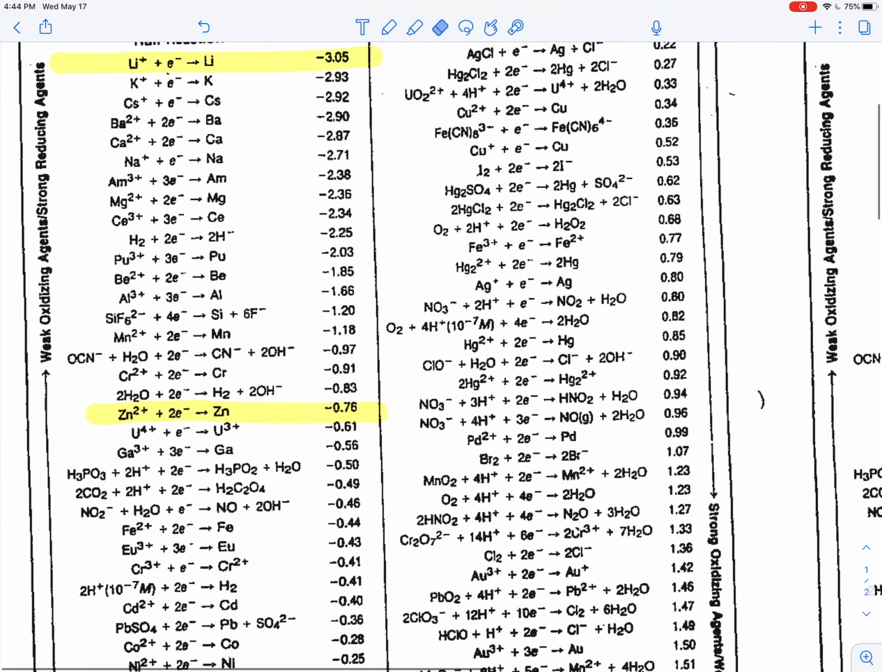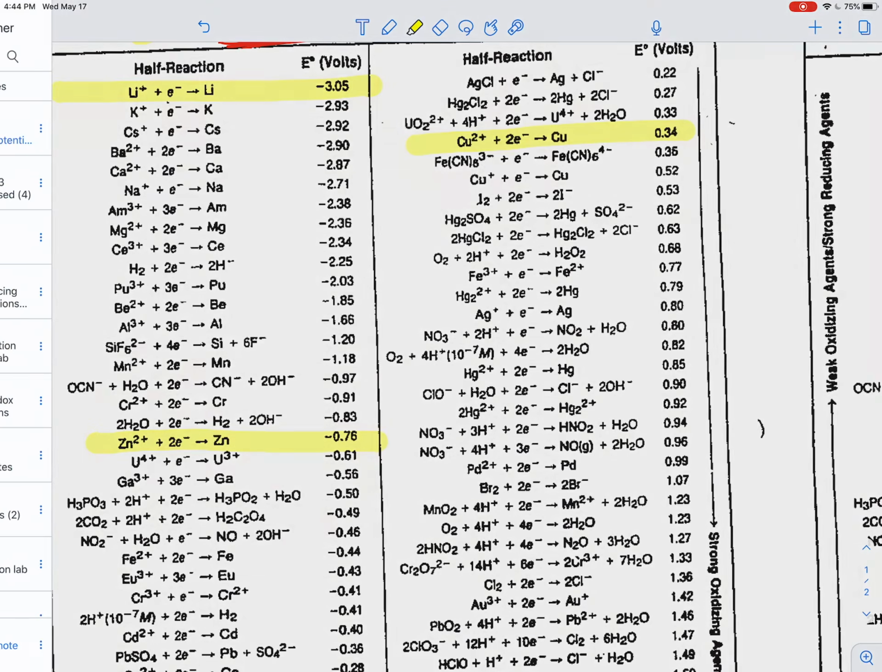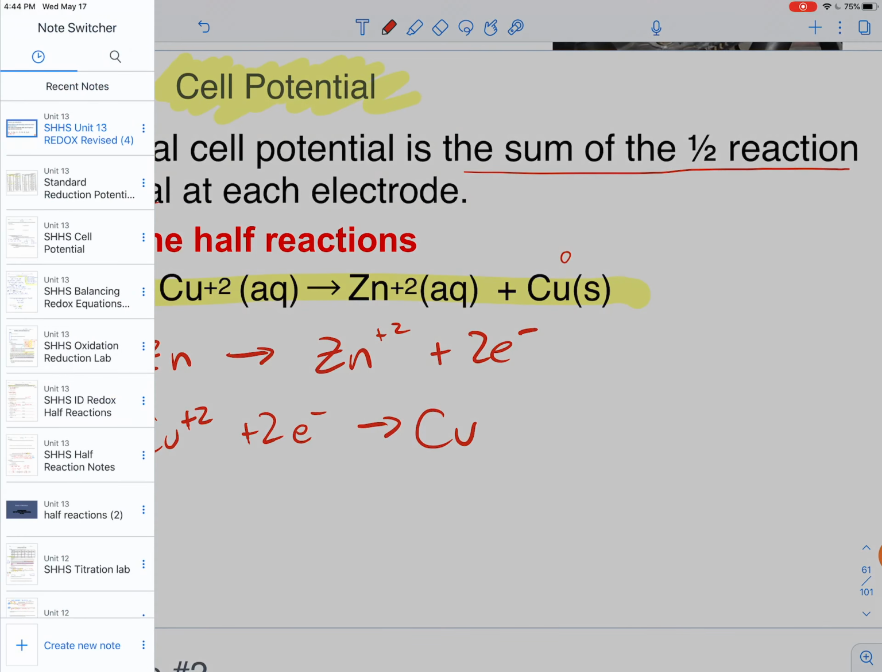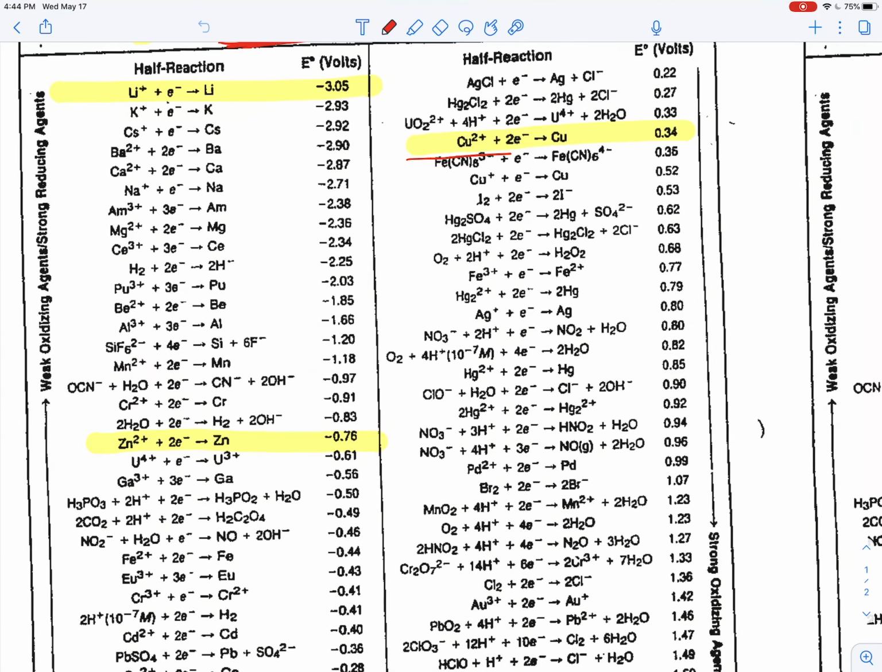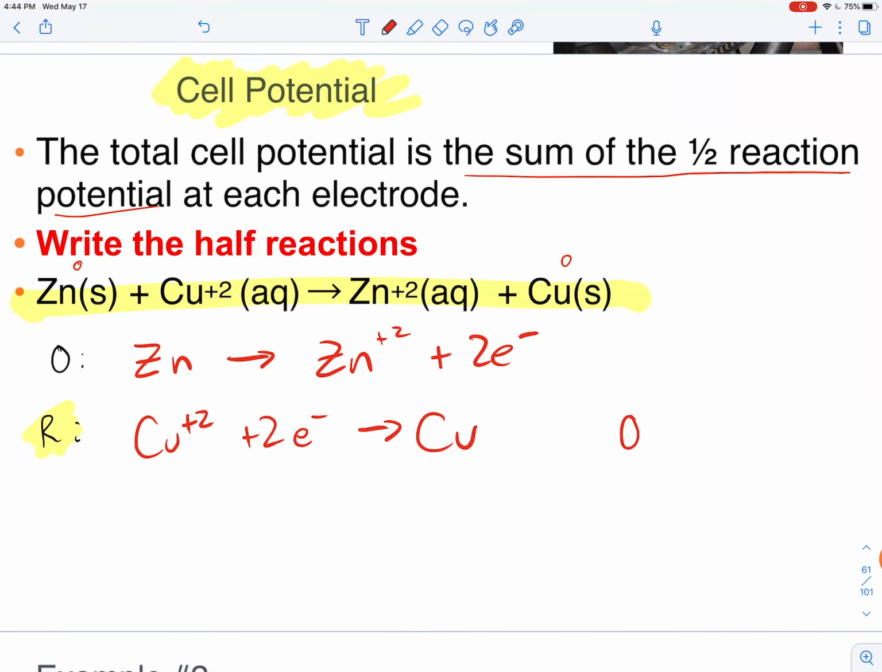Let's see here. All right, so here's copper. And let's start with copper. Since copper is being reduced, right, we can see here copper is being reduced, then we're going to look at the number for reduction. So for copper, and this is specifically with 2 electrons, the number is 0.34. So I'm going to write that number down next to my equation here. 0.34 volts.